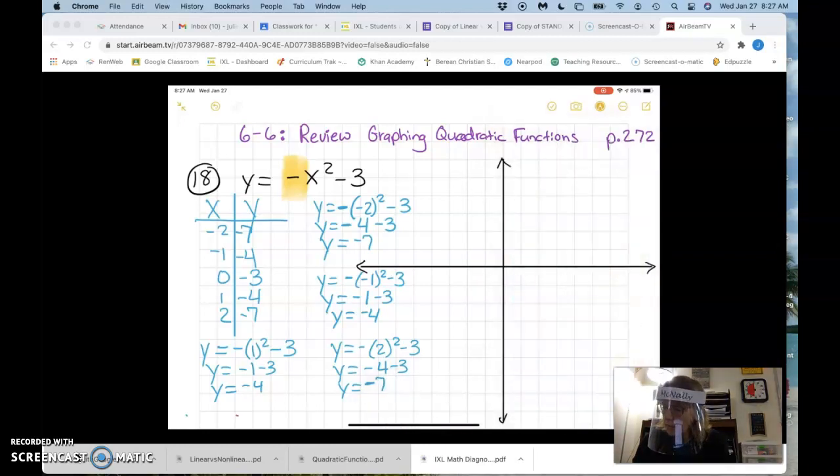All right, so plotting my points now. I have negative 2, negative 7. And then I have negative 1 and negative 4. I have 0 and negative 3. And then my other points are mirroring around the y-axis, which is good. And then 2 and negative 7. Okay? So there we go. Opens down.